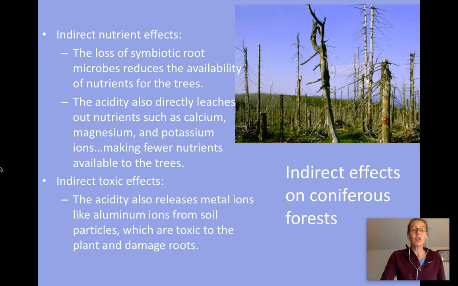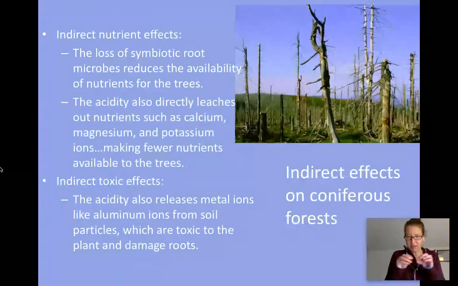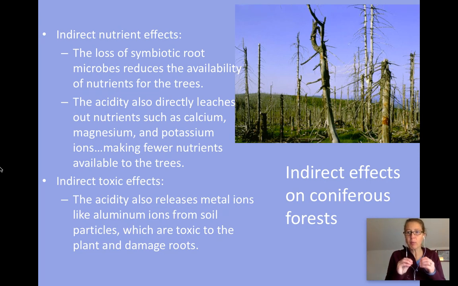Okay, so the toxic effects also have to do with that because it's releasing those metal ions. Aluminum ions are a really big deal because when those get released from the soil in these acidic situations, those aluminum ions can be quite toxic for the plant. It damages the root hairs, which are these tiny roots that are responsible for most of the water absorption and nutrient absorption for the plant. So aluminum ions damaging the roots, that's a toxic effect for the plant.